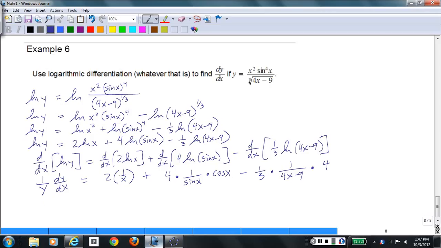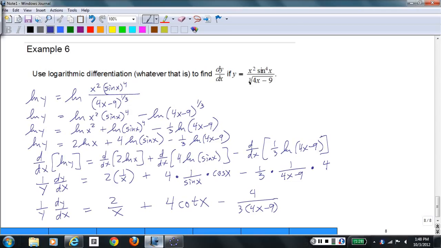So, actually a couple more steps. 1 over y dy dx equals 2 over x plus 4 cotangent x minus 4 over 3 times the quantity 4x minus 9.